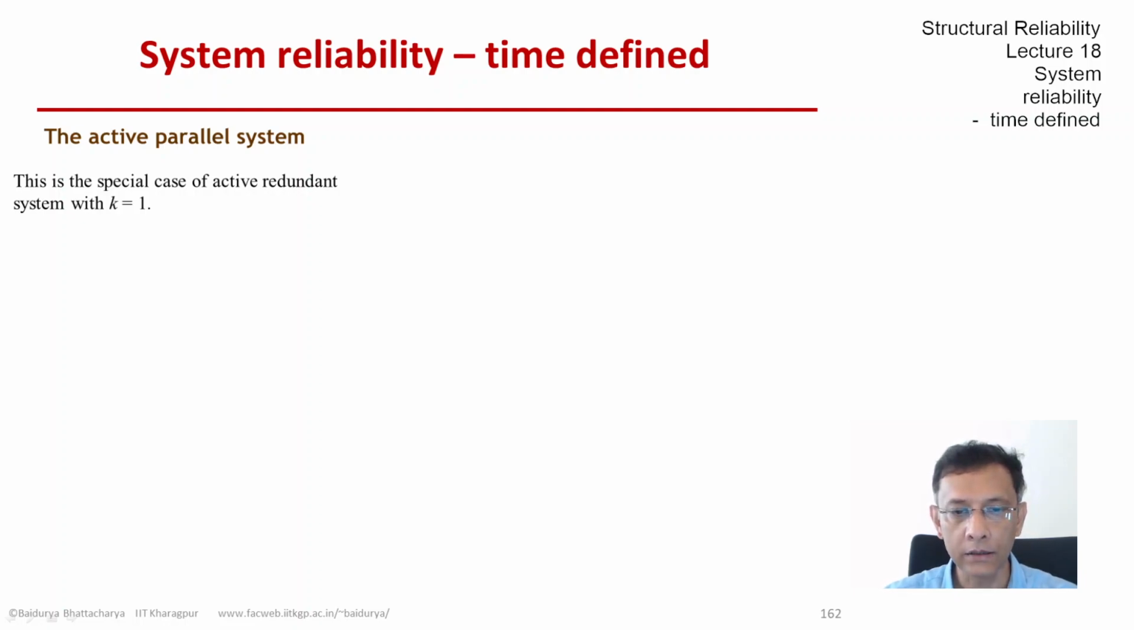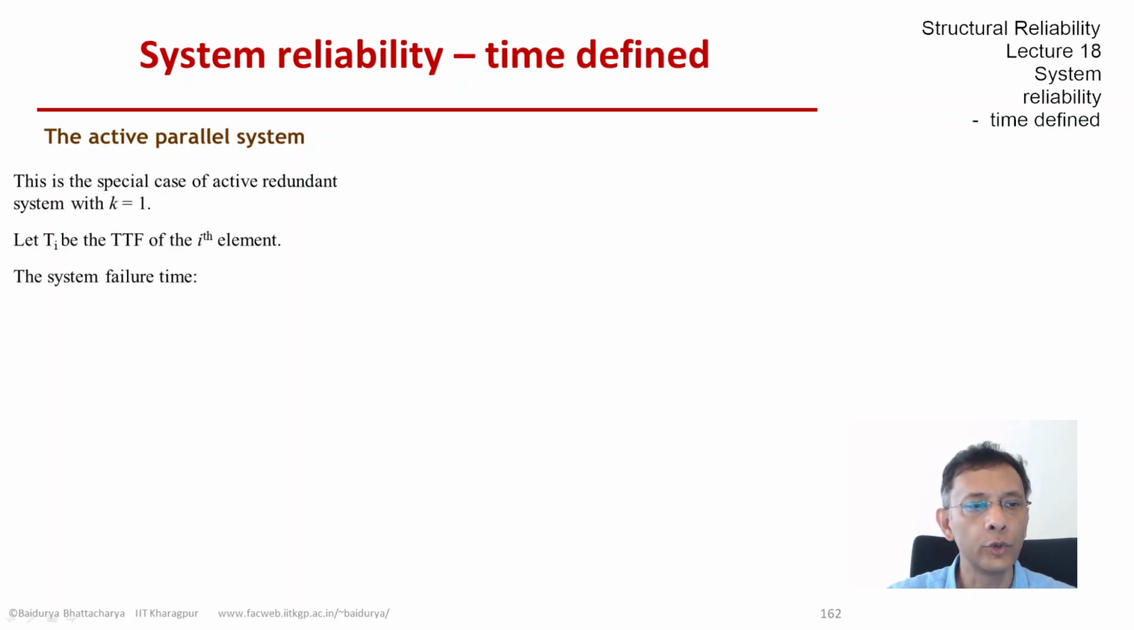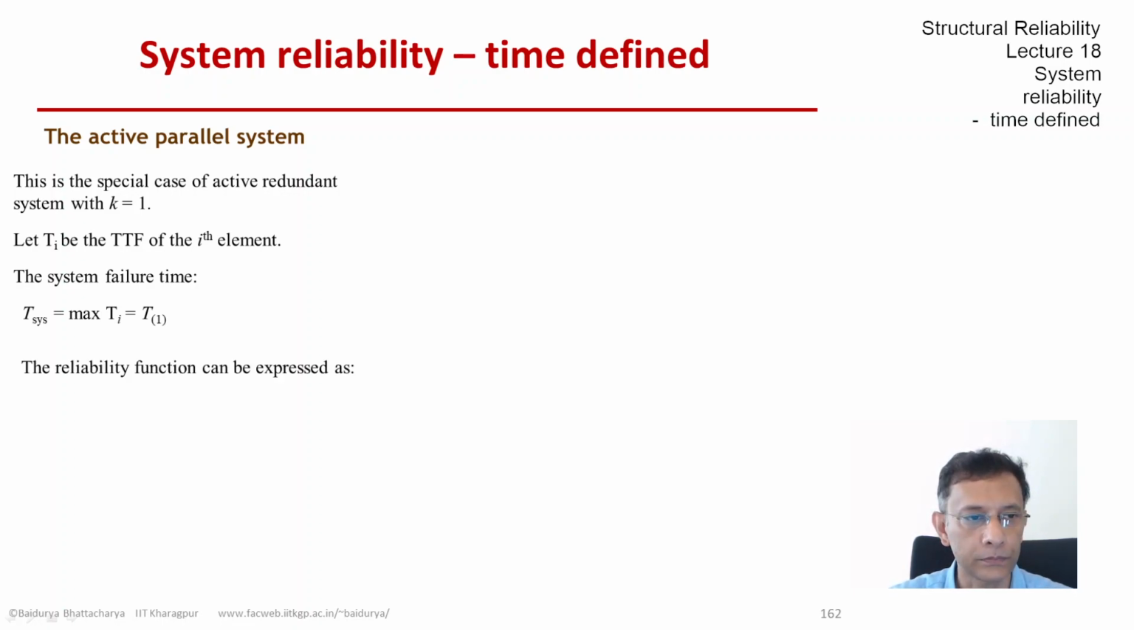The active parallel system. It's a special case of the k out of n redundant system with k equals 1. So let Ti be the time to failure of element i as before. So the system failure time in terms of the individual Ti's is the maximum of all of them, and in our current convention it's T subscript parenthesis 1.